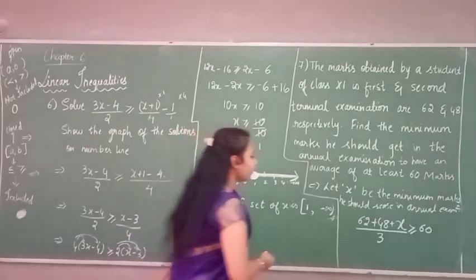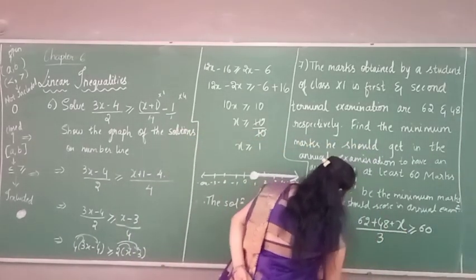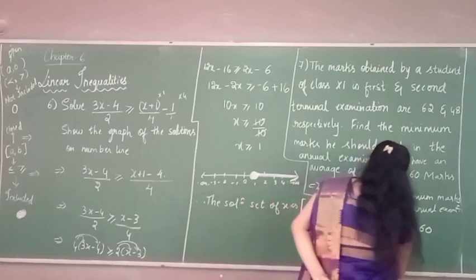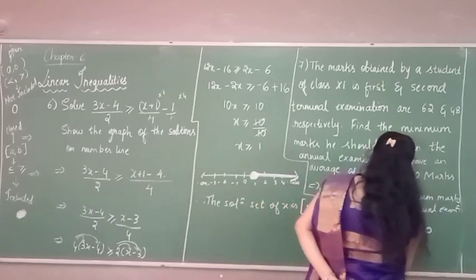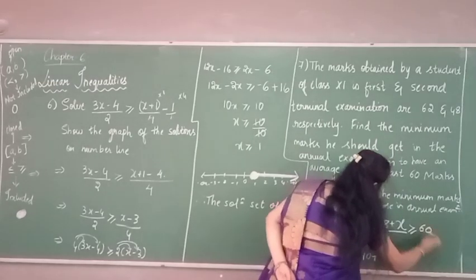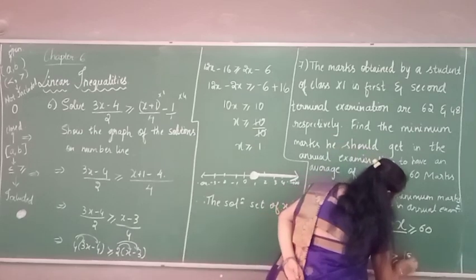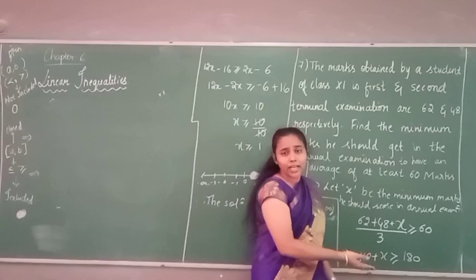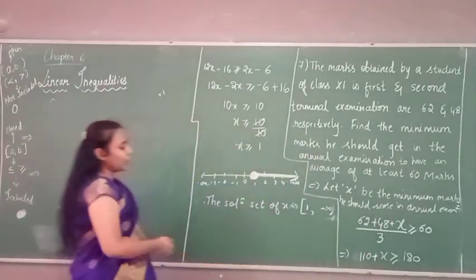Is it clear? Now cross multiply. So when I cross multiply, it will be 62 plus 48, 100, 108, 110 plus x is greater than or equal to 3 into 60, which is nothing but 180. Just take the numericals to one side and solve for the value of x.